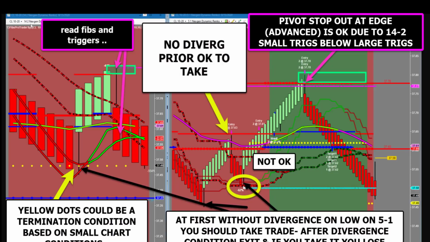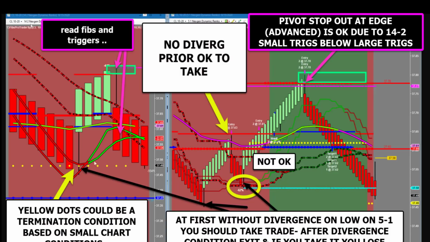Because now that divergence with a weakening trigger tells us that these yellow dots have a better chance of making a bigger bounce. I actually added on showing people that if you had done a trade after divergence on the small chart from the yellow dots on the big chart, you would have lost your trade.